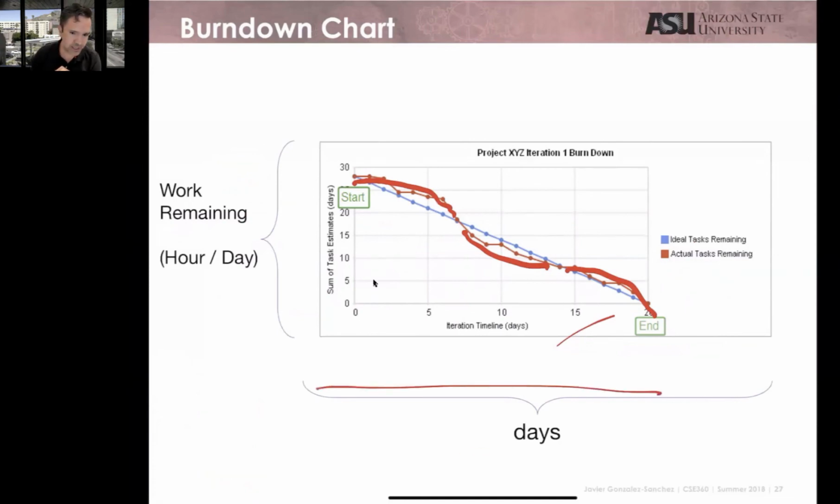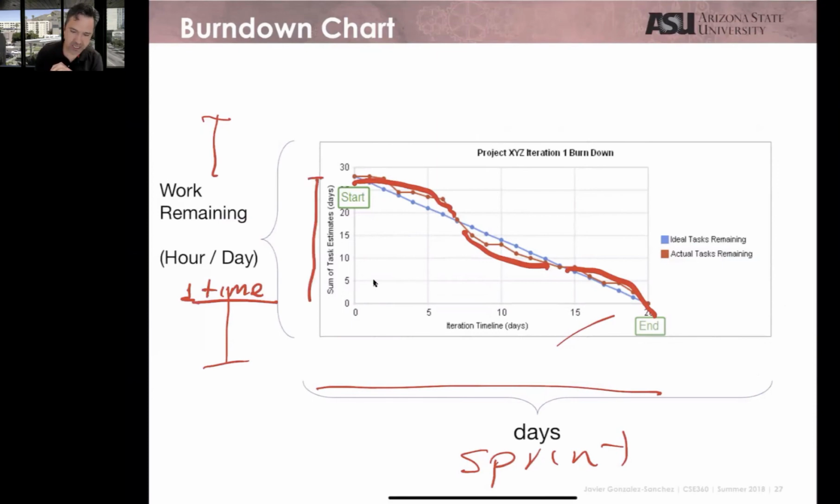Days in your sprint and the work that you accomplish. The work that you accomplish has 2 units. Number 1, it could be time, and I am going to talk about it. How much time you still need to complete the activity, because you know how much time you need per activity, or the activities to do.